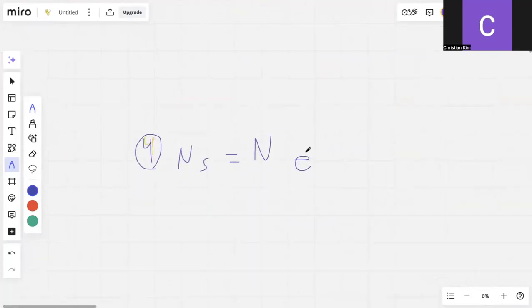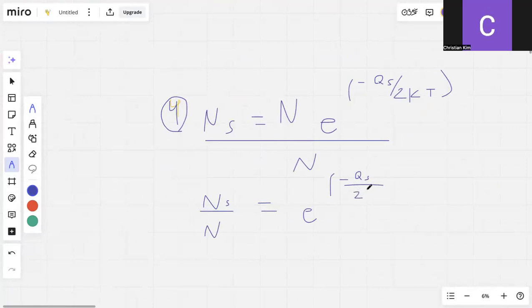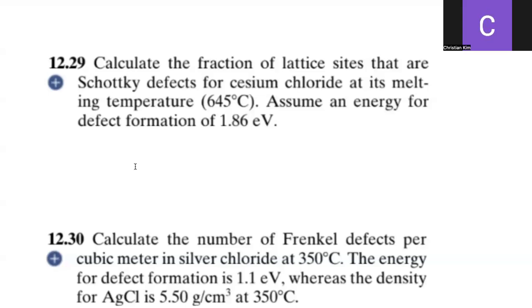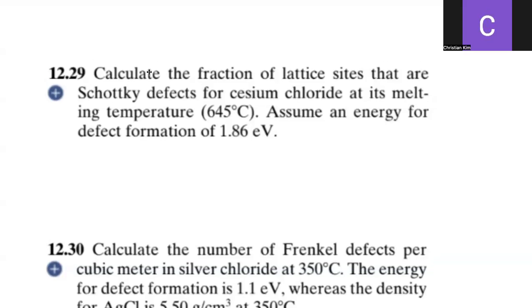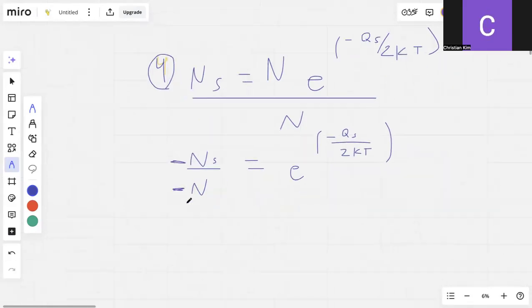That's going to be the number of lattice sites multiplied by E, which is raised to that exponent that we are familiar with, Qs divided by 2kT. Well, what we can do here is divide this entire thing by n to get ns divided by n is equivalent to E raised to negative Qs over 2kT. And this matches with the description of the question because it's asking for the fraction of lattice sites. So we have the total number of lattice sites over here that are Schottky defects represented with this number over here.